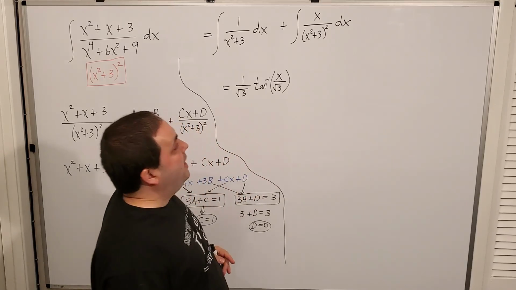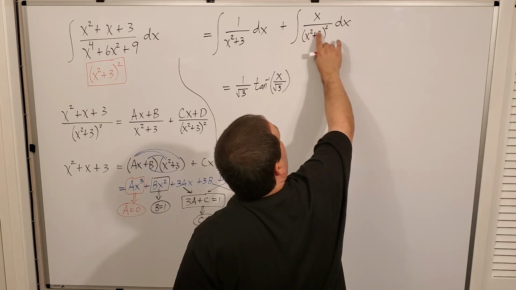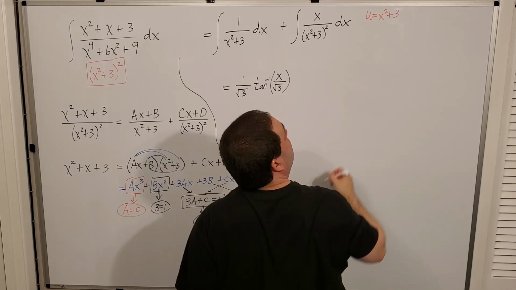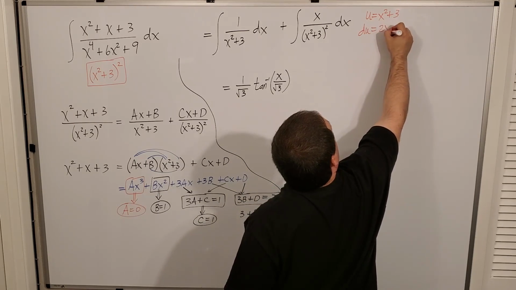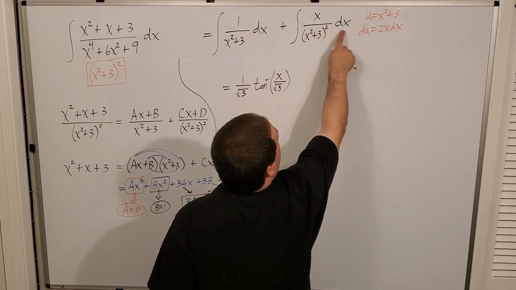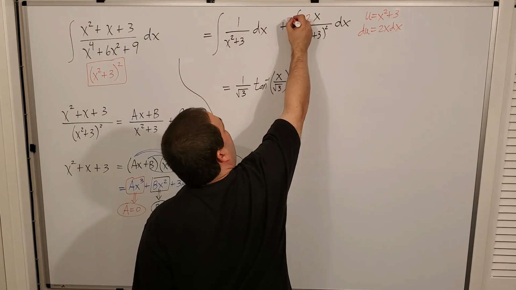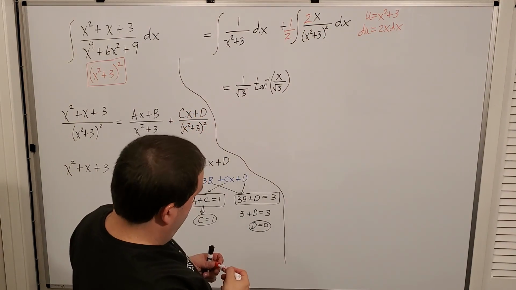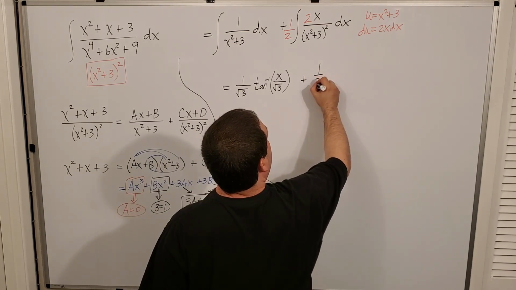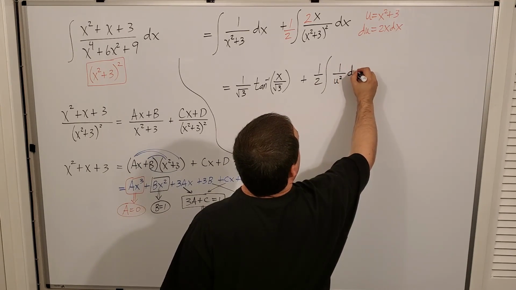Next, I need to do a u substitution on this guy. Notice the grouping in the bottom. If I let u equal x squared plus 3, then du is 2x dx. Okay, so I have x dx, I need 2x dx. So if I multiply a 2 here, that would bring a 1/2 out here. And that's going to leave me with plus 1/2 integral 1 over u squared du.